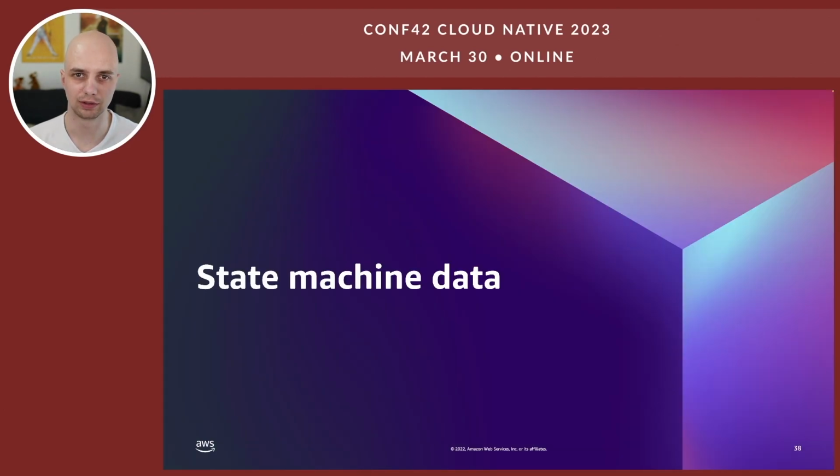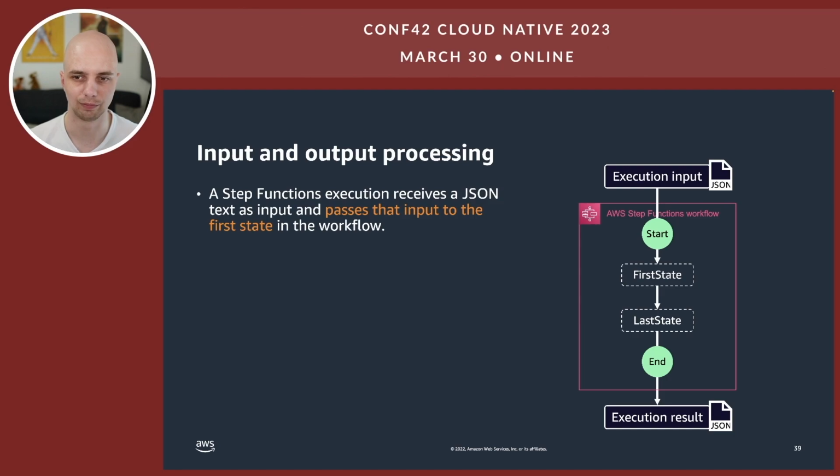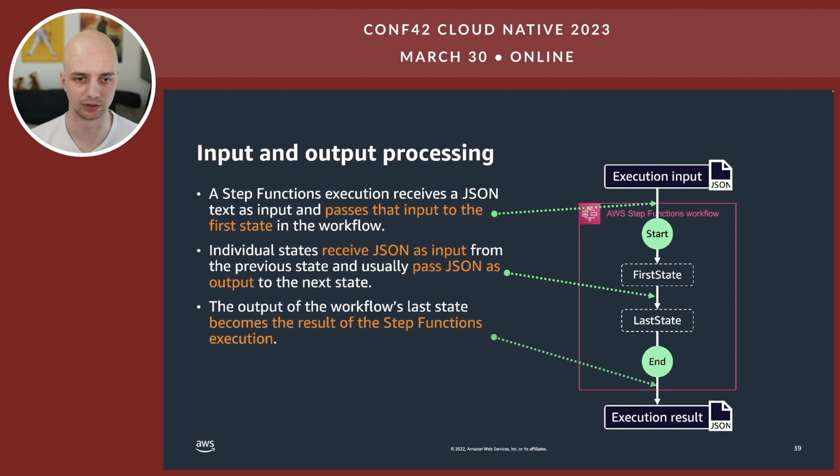So now let's take a look how you can handle and modify data within a workflow in step functions. So you have input and output processing. As a step function receives input, it's usually in the JSON format, and it passes this input to the first state in the workflow. Then the individual states receive the JSON as input from the previous state and pass the JSON as output to the next state. Then the output of the workflow's last state becomes the final execution result.